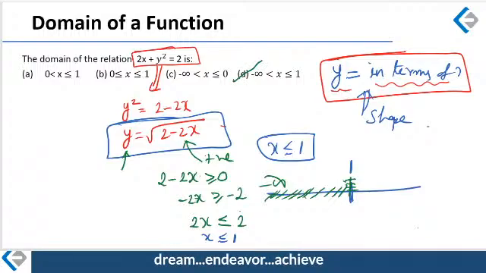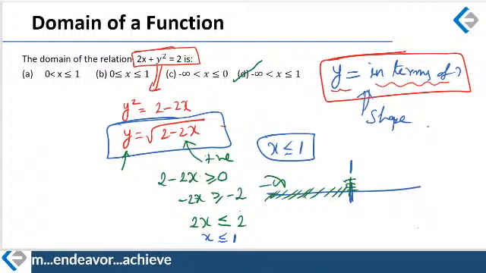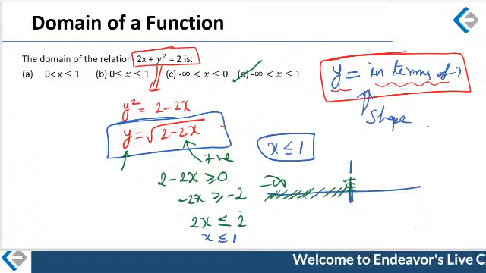That's what you mean by this. These are the values that x can take. So let's now go to the range. That's about the domain. Let's understand the range. Range means what? The values that y can take.